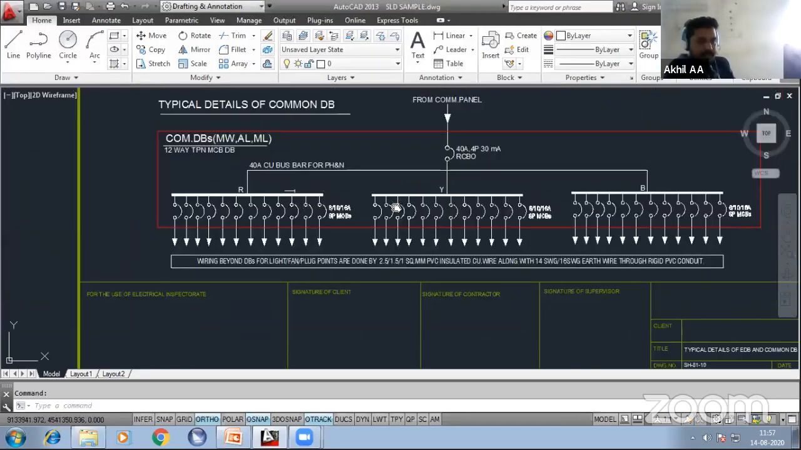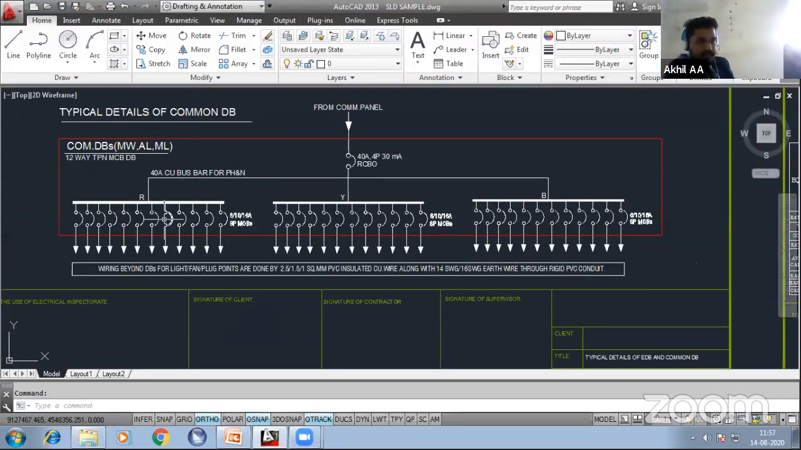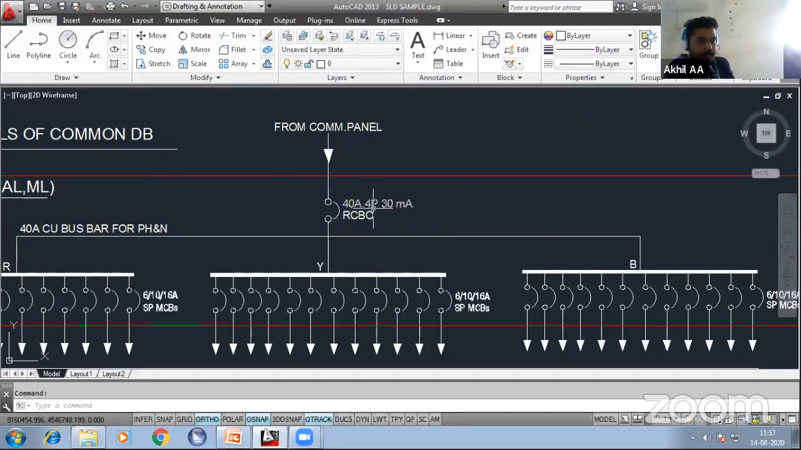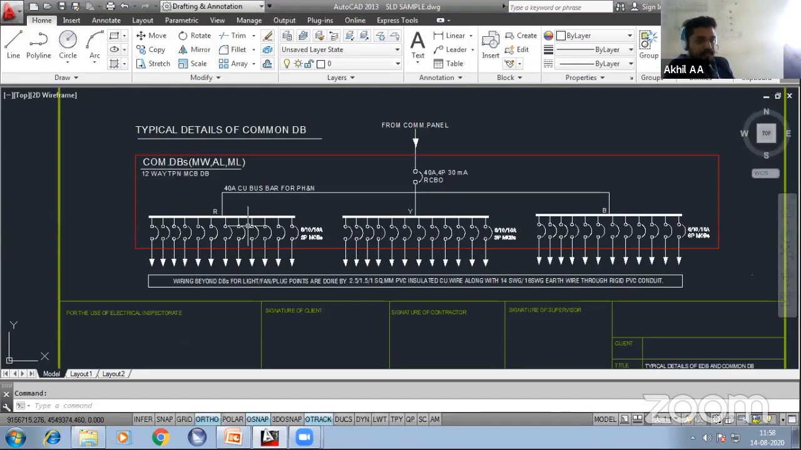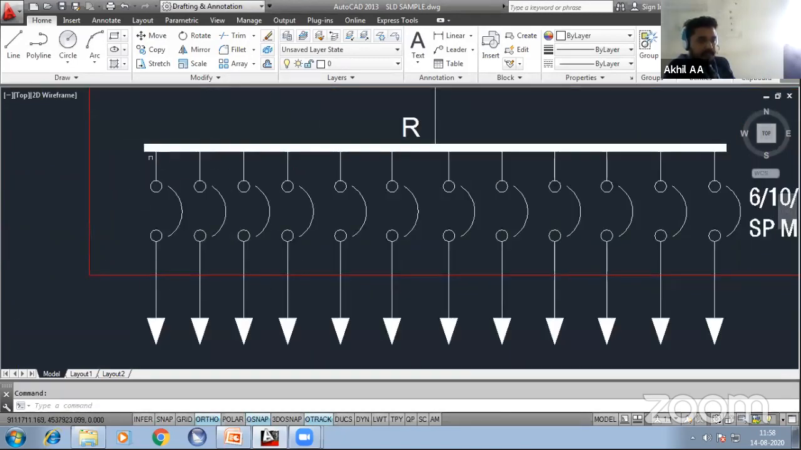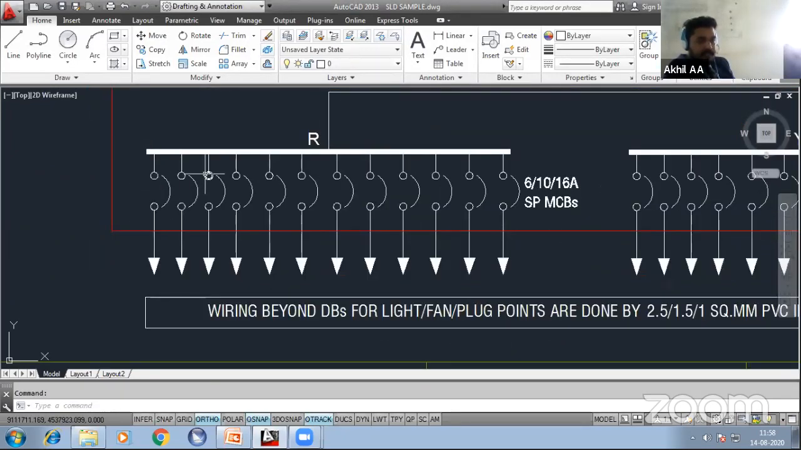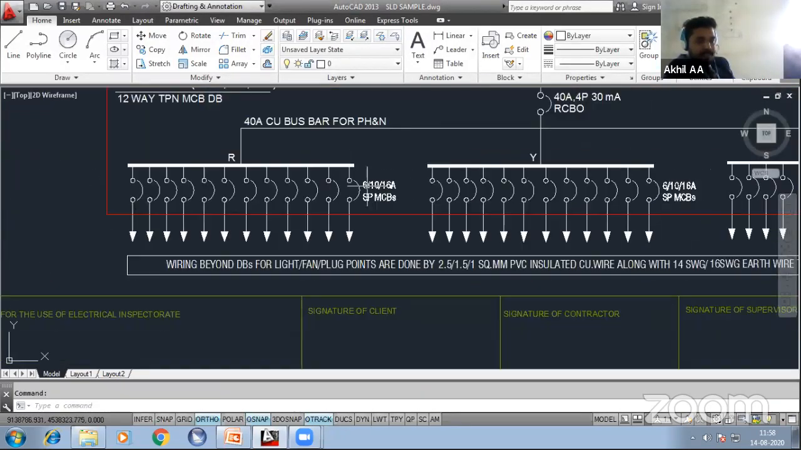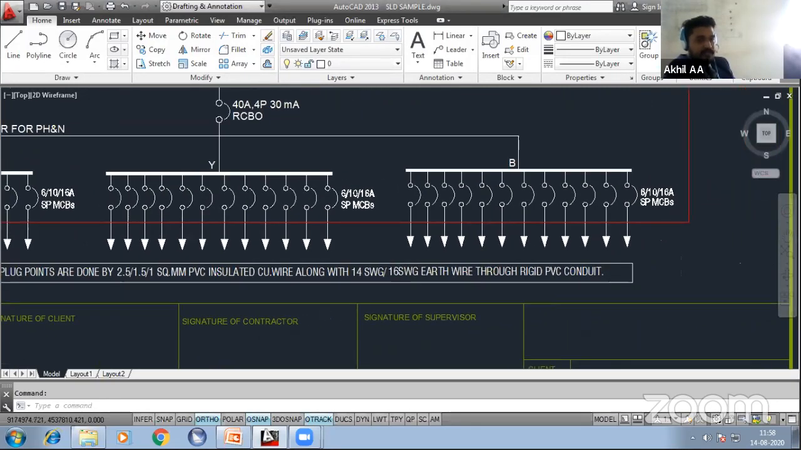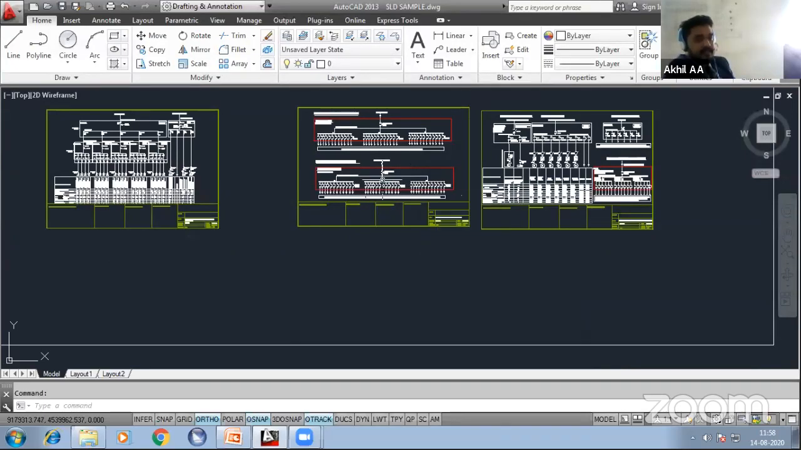You can see the typical details of a common DB. From the common panel, it is coming to the 40 ampere, 4 pole, 30 milliampere RCBO. This is a final distribution board, which is represented as R phase, Y phase, B phase. This R phase will be having individual MCB breakers with 6 or 10 or 16 ampere breakers. Again, the Y phase also will be having 6 or 10 or 16. So all the details are included in this SLD.